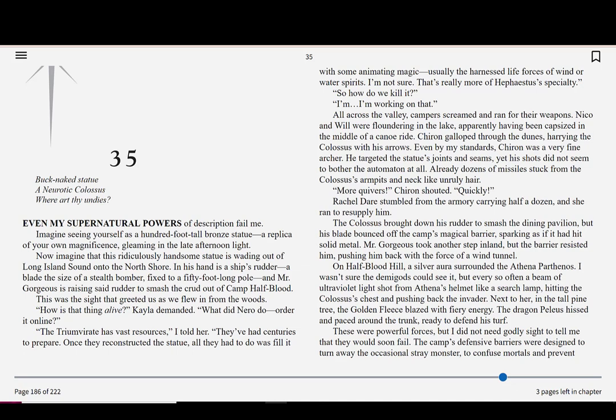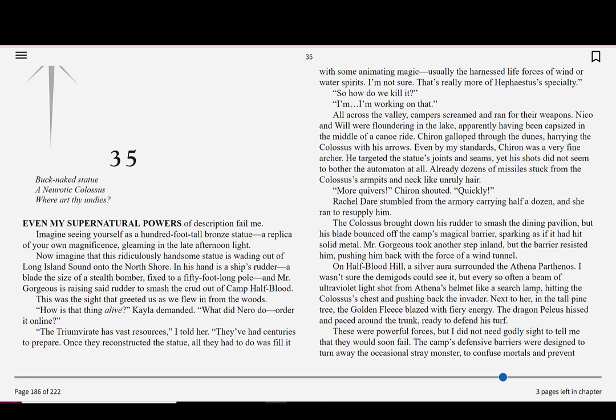The Colossus brought down his rudder to smash the dining pavilion, but his blade bounced off the camp's magical barrier, sparking as if it had hit solid metal. Mr. Gorgeous took another step inland, but the barrier resisted him, pushing him back with the force of a wind tunnel. On Half-Blood Hill, a silver aura surrounded the Athena Parthenos. I wasn't sure the demigods could see it, but every so often a beam of ultraviolet light shot from Athena's helmet like a search lamp, hitting the Colossus's chest and pushing back the invader.